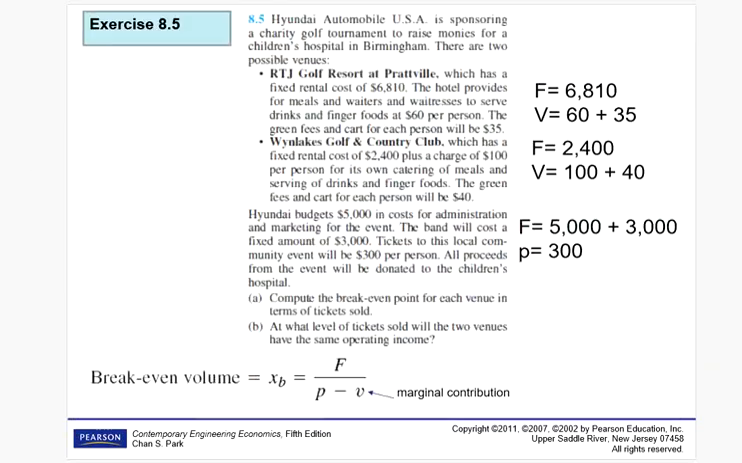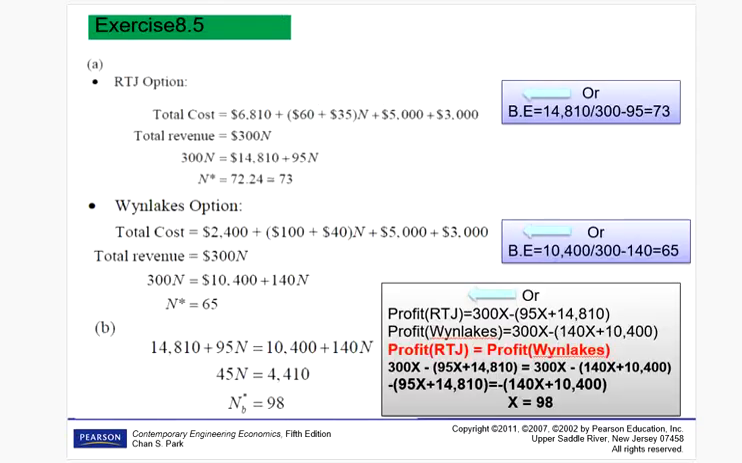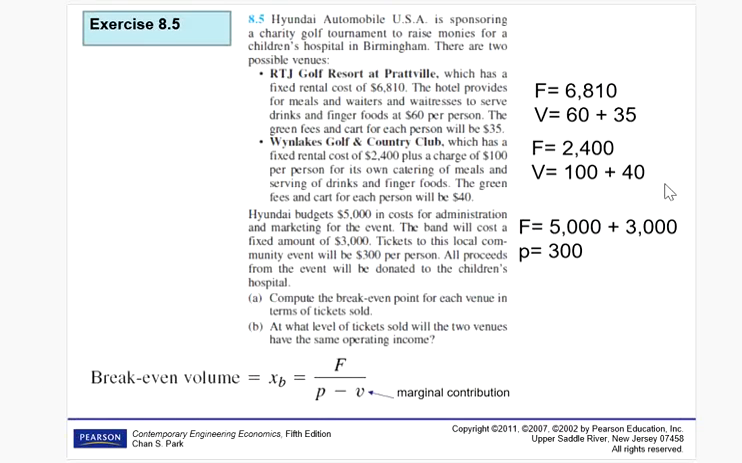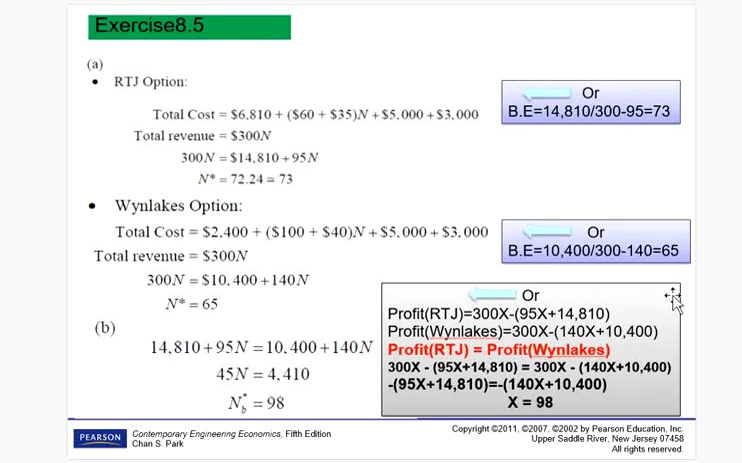Similarly for the second event, we do the same thing. What is F for the second event? This one plus this one, because this cost is common for both venues, right? So F is 2,400 plus this, so it is going to be 10,400 divided by P minus V. What is V? This one, 140, right, for this second event. So 65. So 73 is for RTJ and 65 is at this venue if we want to break even.